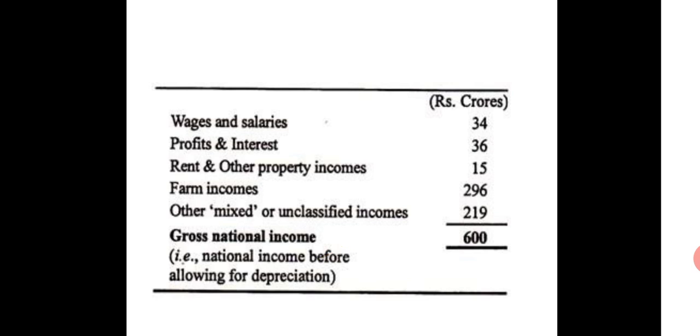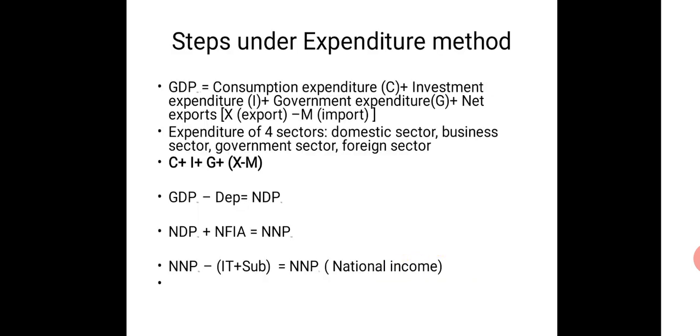Okay, it's another example of the income method which you can go through, where wages, profit, farm income, all of these things are there, and how it is being given. Another method of calculating national income is the expenditure method, where expenditure of different sectors are being added together to get GDP-MP.